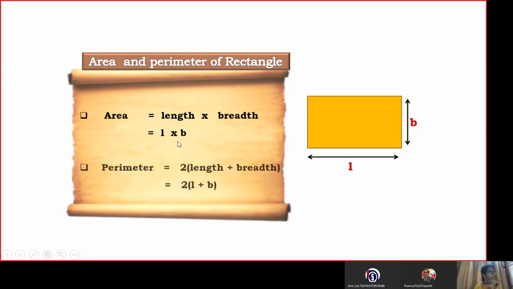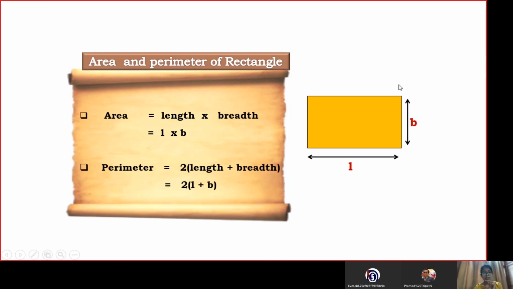Now, the perimeter is given by the formula 2 multiplied with (length plus breadth). The perimeter is given by the formula 2 multiplied with (length plus breadth). I hope you understand why we got this formula.